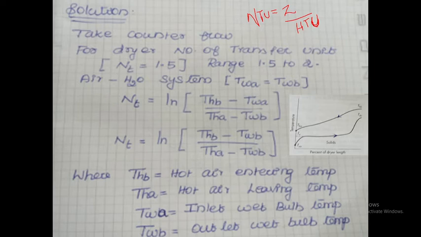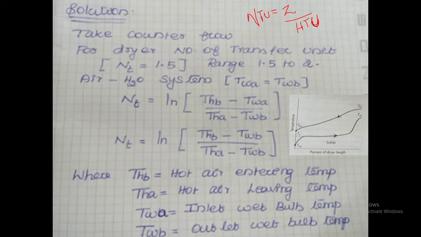Number of transfer units, NT, is equal to ln of (THB minus TWA) divided by (THA minus TWB). Here we know the NT value; that is the assumed value, 1.5. THB is given data, the hot air entering temperature. We don't know the THA and TWB values. Why? Because for an air-water system, TWA is equal to TWB. Once you know TWB, you can easily determine the THA value.